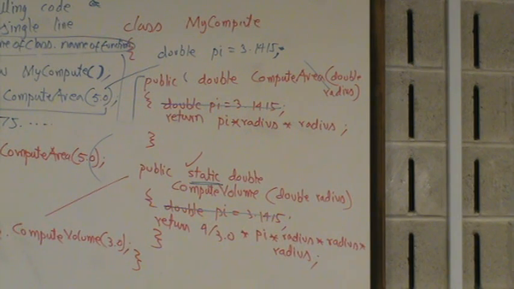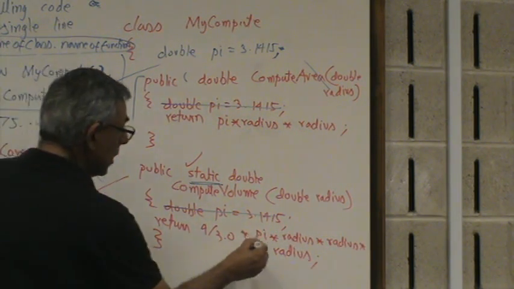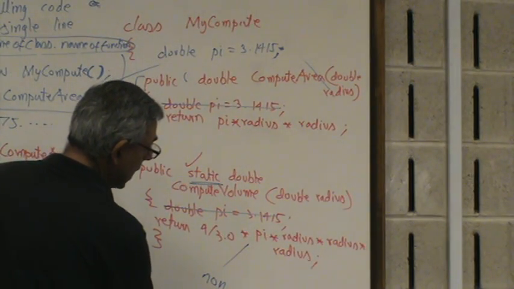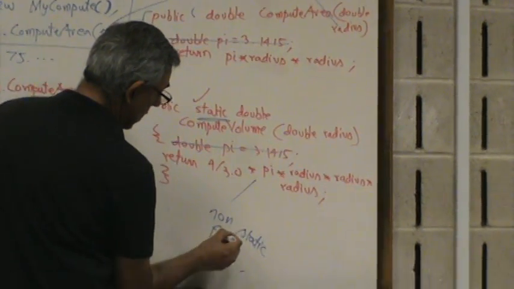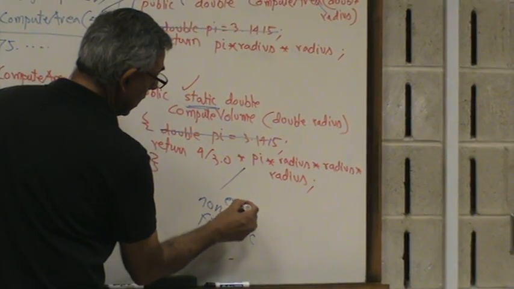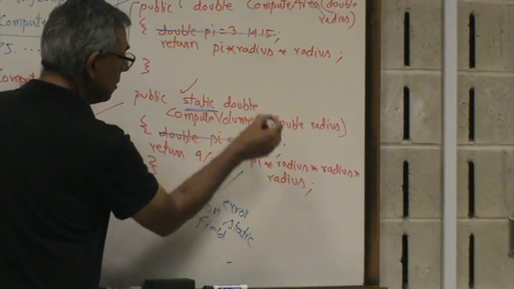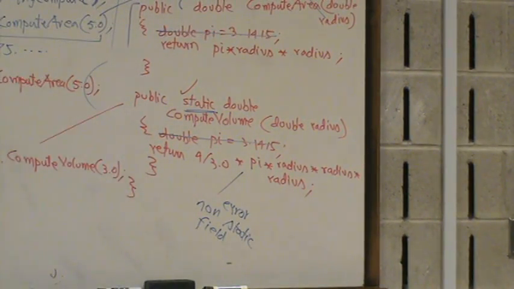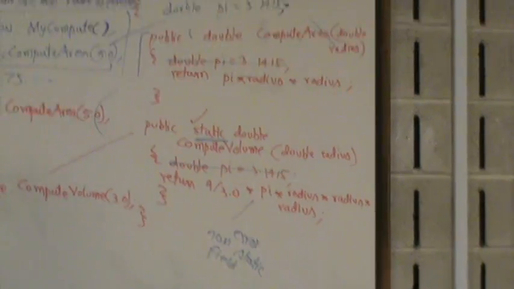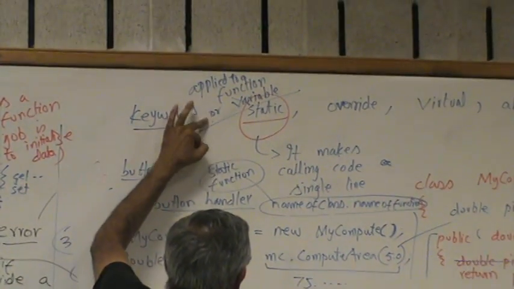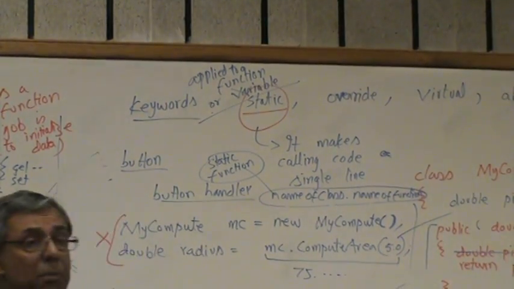You try to run it, it will give you a compiler error that this is a non-static field. So this is the error you will get, that your static method is using a non-static field called pi. Okay. So this is where, as I mentioned, the static keyword can be applied to a function, or it can also be applied to a variable.